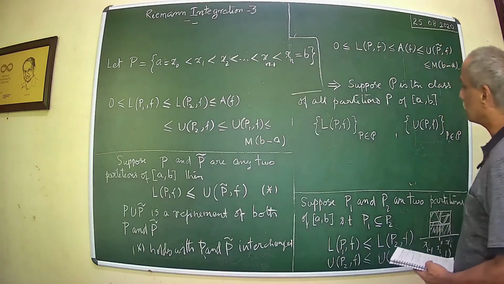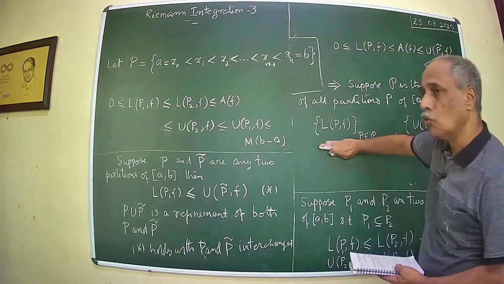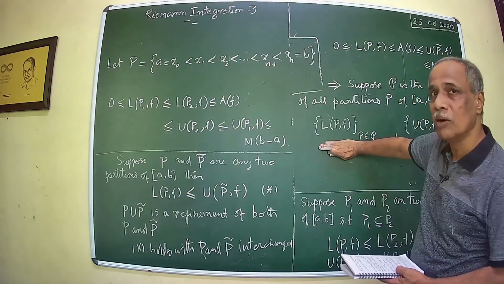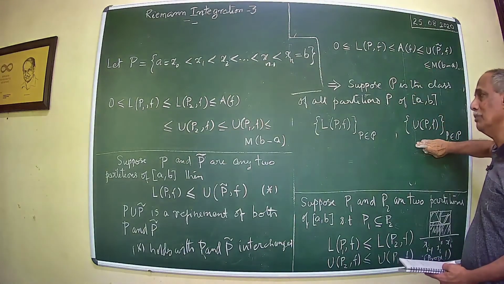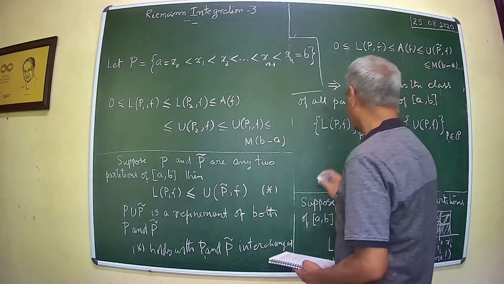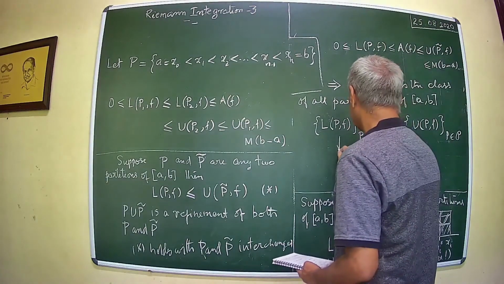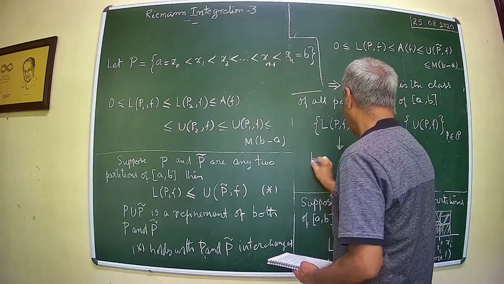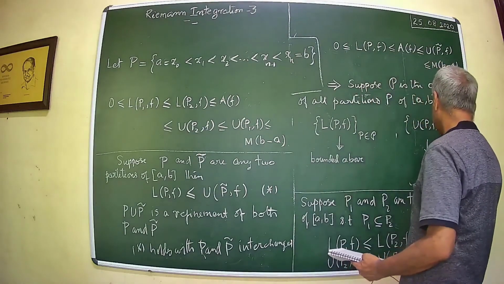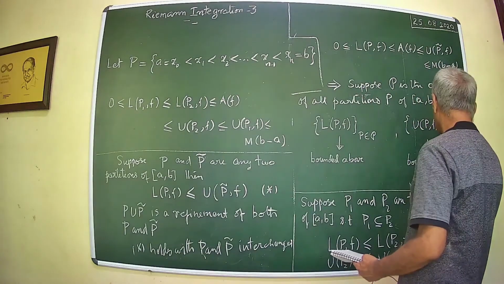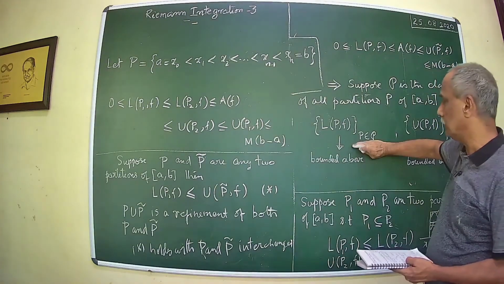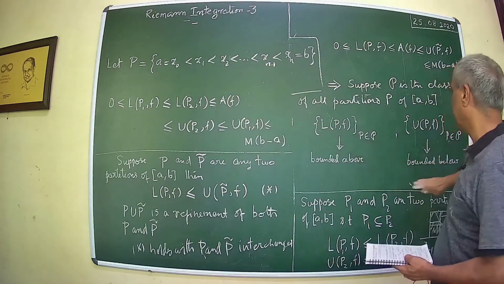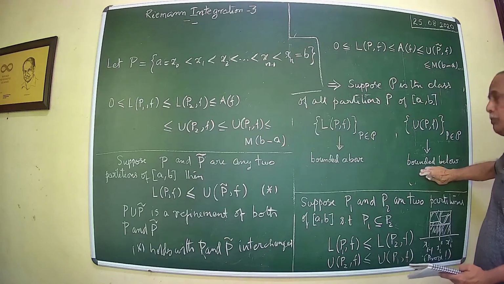What can you say about this? See that this whole set of numbers is bounded above and this whole set of numbers is bounded below. So both are. These are real numbers. So you get a set of real numbers which is bounded above. You get another set of real numbers which is bounded below.